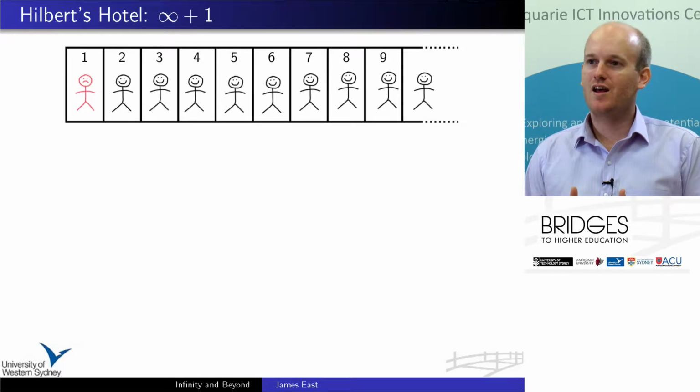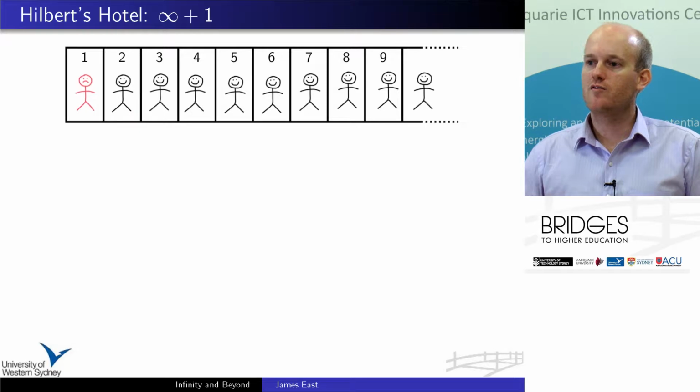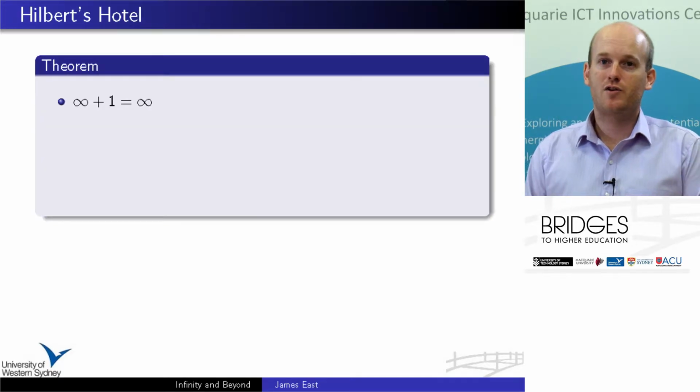So we started with infinitely many people, added one more person, and we didn't end up really with more people. We had the same number of people that could fit this hotel. And that's the first sort of strange thing that we've discovered about infinity. Infinity plus 1 equals infinity. Okay? No other number is like this. You can't do 9 plus 1 equals 9.